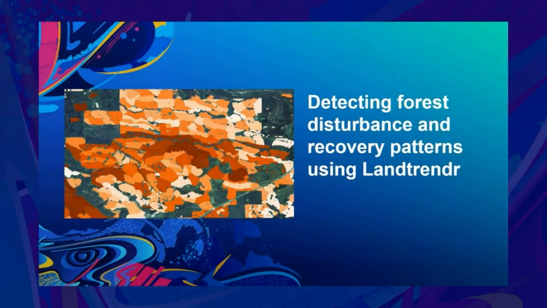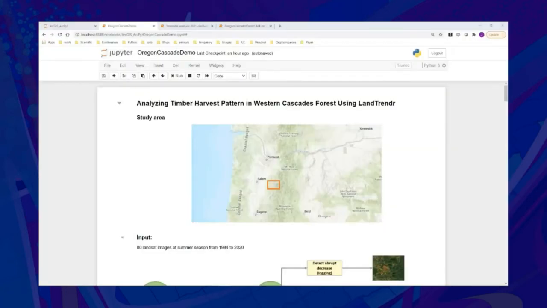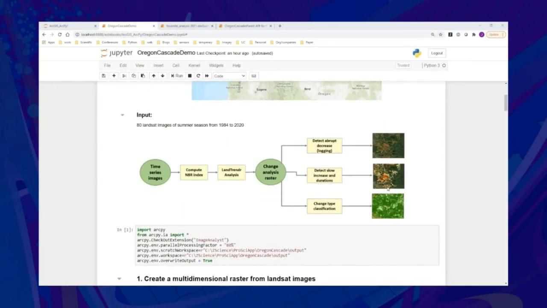We have two demos for this workflow. In the first demo, we'll analyze timber harvest pattern using the LandTrendr algorithm. The study area is in the Western Cascades Forest, a large commercial timber production area in Oregon State. We want to understand the spatial and temporal patterns of timber harvest.